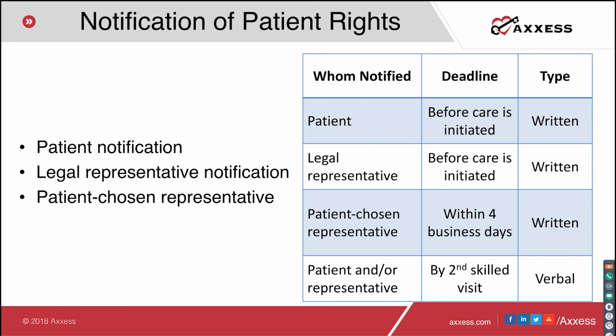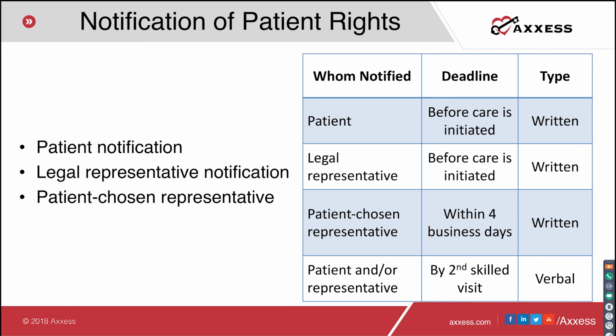We also see that the patient-chosen representative, which can be a neighbor or a friend or a caregiver, paid help, whomever that patient chooses as their representative, in addition to legal representatives, they also have to receive a written copy of the patient rights within 4 business days. And that 4 business days timeline counts from the initial assessment date. Now, one thing that's clarified in the draft interpretive guidance is that written means literally that a hard copy, written copy, is given to these persons unless they specifically ask for an electronic copy.